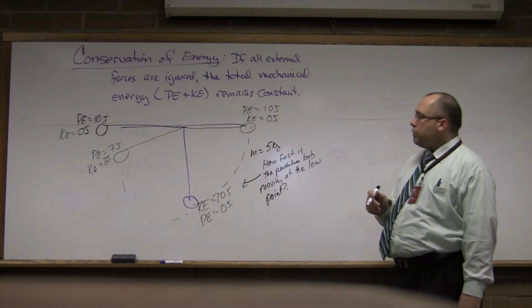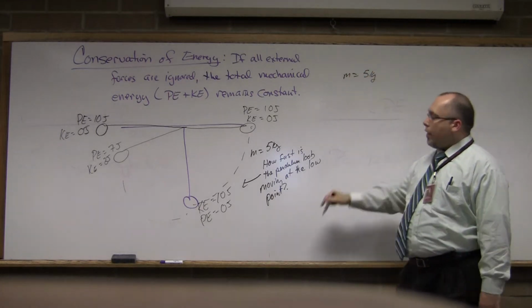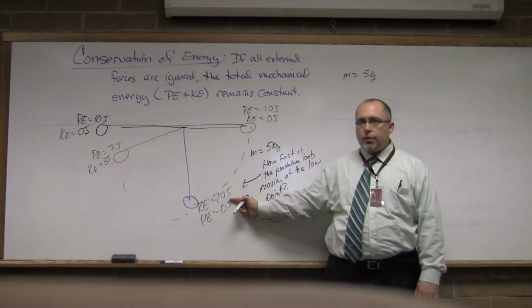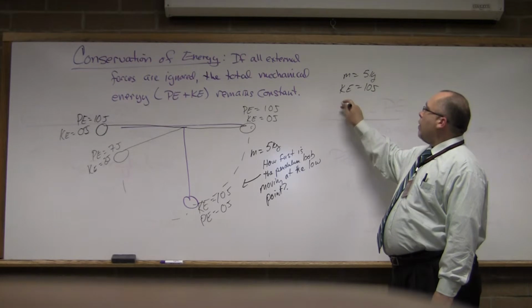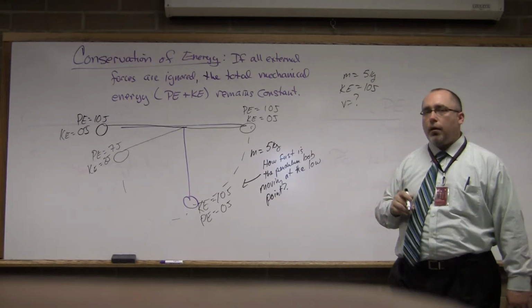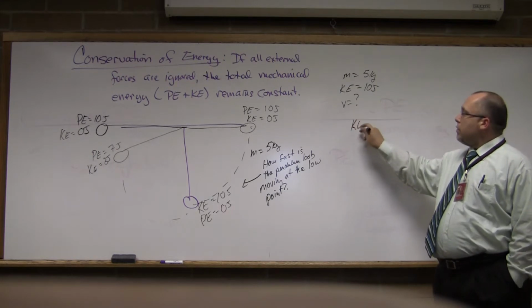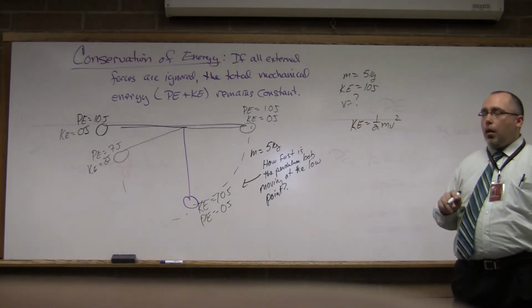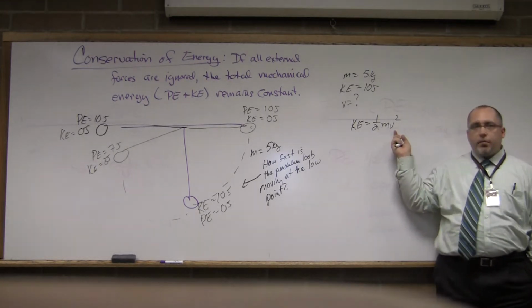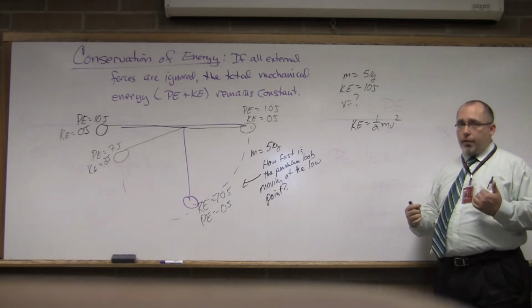All right, well, what do we know? We know mass is 5 kilograms. At the low point, we know we have the kinetic energy, 10 joules. We want to know how fast it's moving, that's velocity. Right off the bat, kinetic energy, the formula is 1/2 mv squared. Instead of rearranging for v first, what I'd rather you do is plug in the values you know, simplify it, and then solve for v.